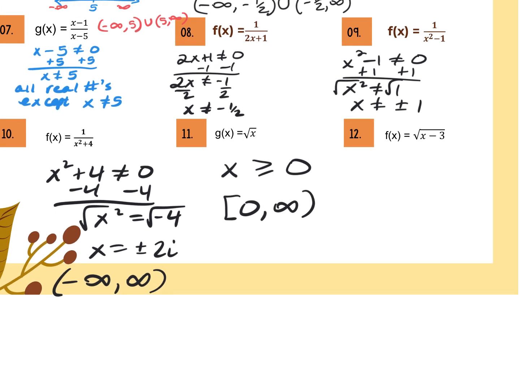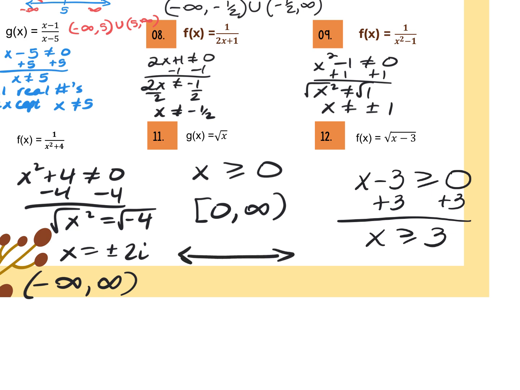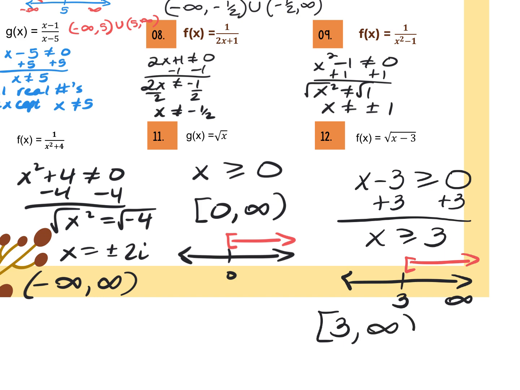This one, same thing, x minus 3, just the expression that's under the radical, greater than or equal to 0. Add 3. x has to be greater than or equal to positive 3. Now, if you wanted to see these on a number line, let me go back and do number 11. 0 is located right here. And again, because it's greater than or equal to, it's a bracket going that way. Same thing on this one. Here's the 3. So it's a bracket going to infinity. So in interval notation, 3 with a bracket to infinity.